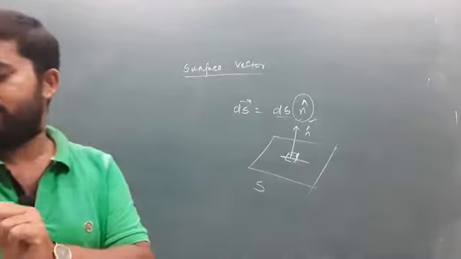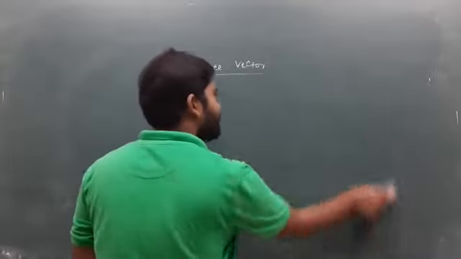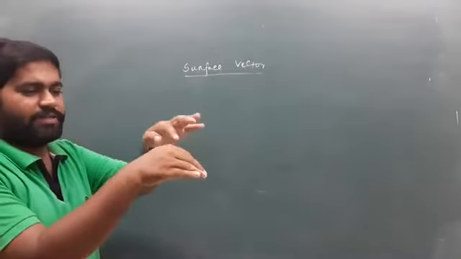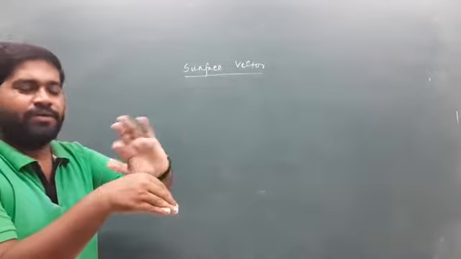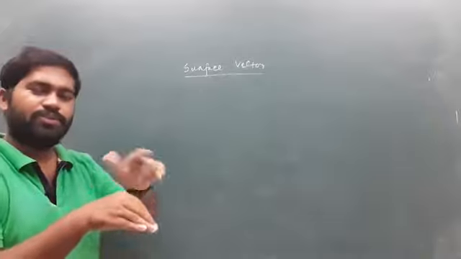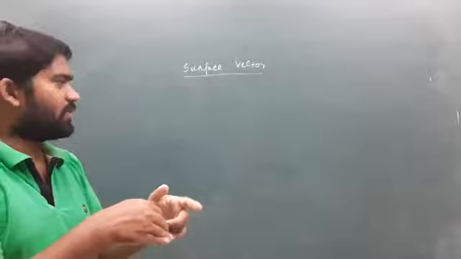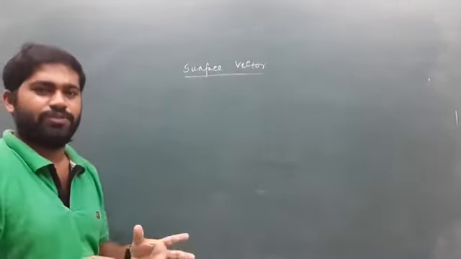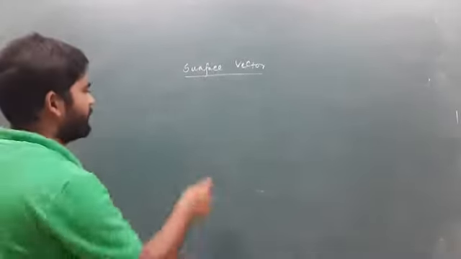Now the question is, if I say it is perpendicular, how can one draw a surface vector for a curved region? If I consider a curved region like this, how can we draw the unit normal? We say the surface vector is the unit normal to any surface and its direction is always away from that surface. So first let us find the surface vector for a plane region.